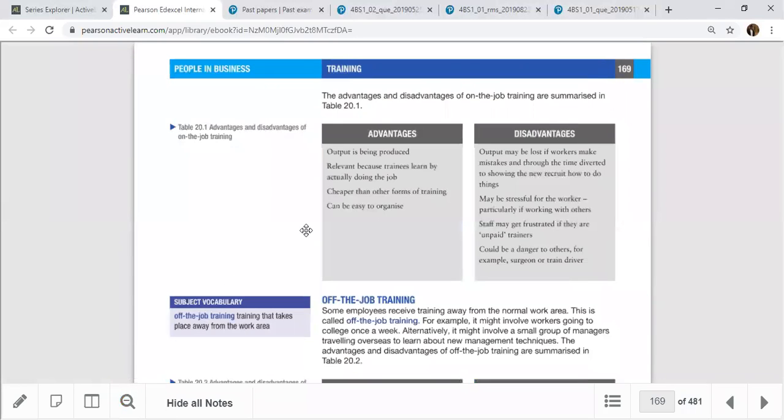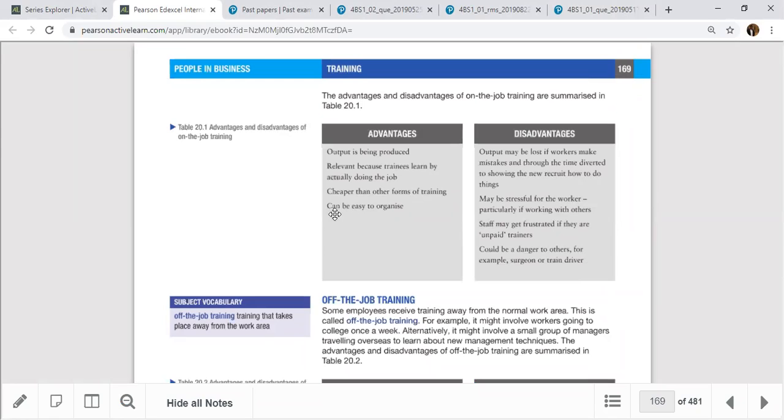On-the-job training means output is being produced. Therefore, there is no wastage or damage to the organization, because the worker contributes to the output. It is also relevant, because the trainee is learning by actually doing the job in actual working conditions. And the third one is that it is cheaper than other forms of training. With off-the-job training you have to send the trainees outside the organization, like to a training college, but here it is inside the organization, so it is cheaper and easy to organize.